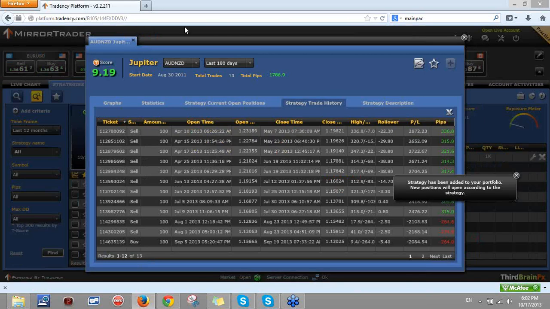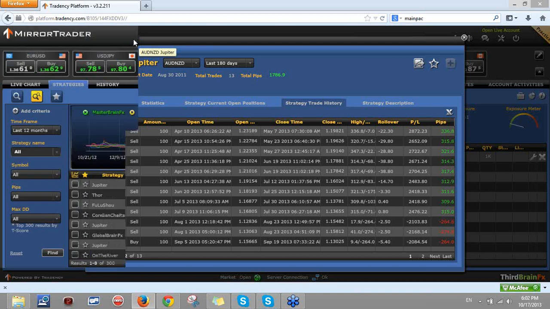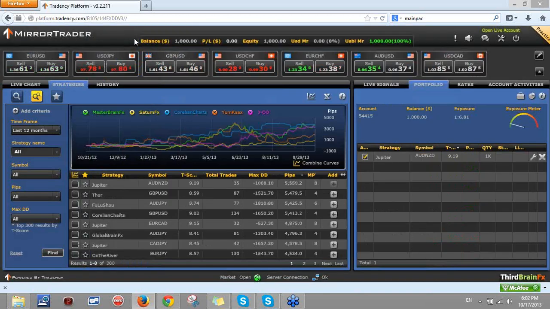Now we don't need this window with Jupiter Audi New Zealand and all the strategy details and statistics, so we'll close the window and have a look at our portfolio, which is on the right hand side. We already have strategy Jupiter here in our portfolio, and we can have a look at the exposure as well and the exposure meter. The exposure is 1 to 6, which is good.